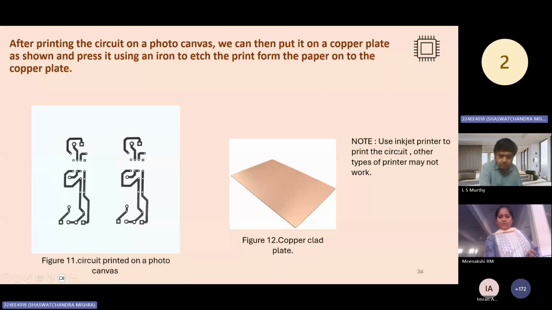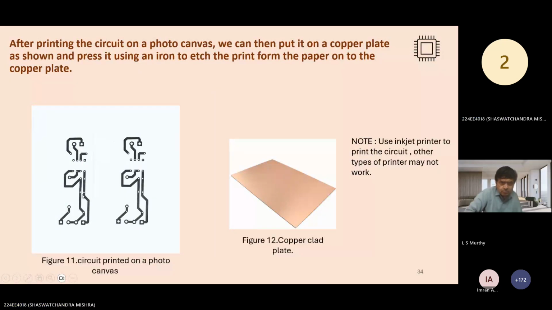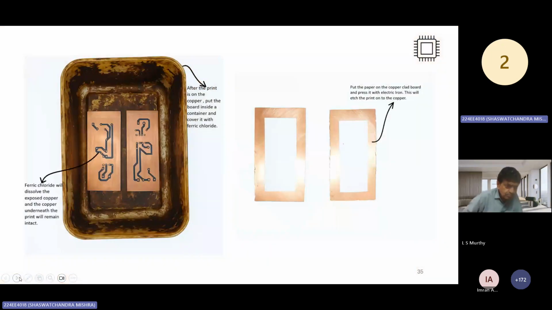Print this designed PCB circuit on the paper. This is the printer that will be used. Okay, so next we will place it on this copper, and by placing on this, we'll take an electric iron and press this paper over this copper. So what it will do is it will imprint the ink from the paper onto this copper plate.